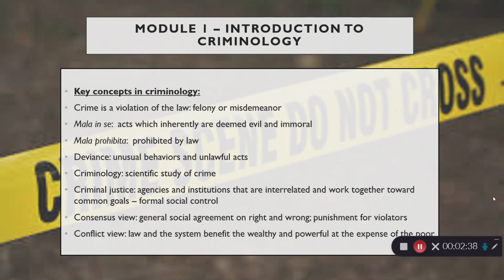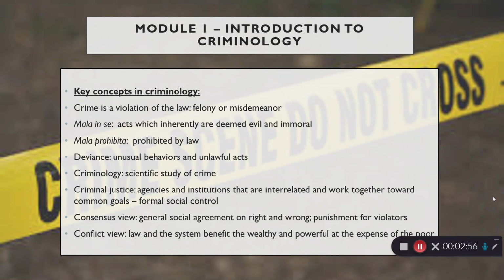Now, for the purposes of this course, when we focus on crime, that's what we're going to be thinking about, crimes and deviance in general. So we're going to use the more broad definition of crime, which is a violation of the law. So crimes and what is codified as a crime have traditionally fallen into two different categories.